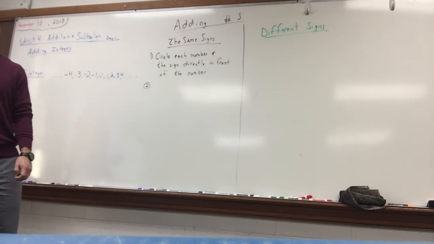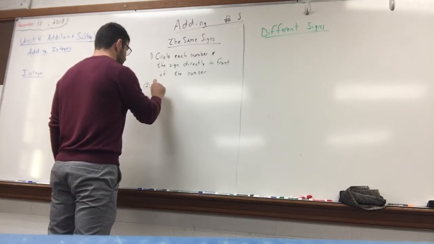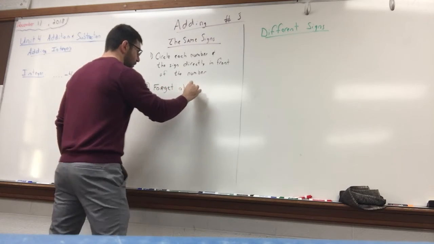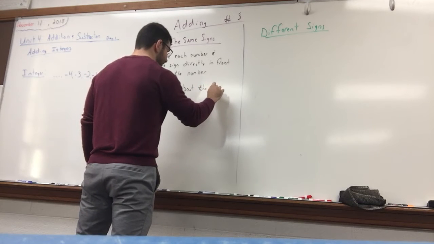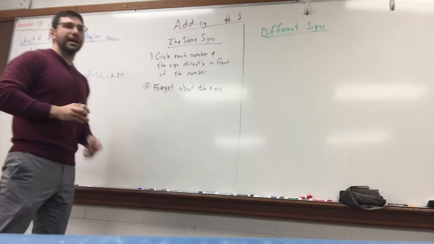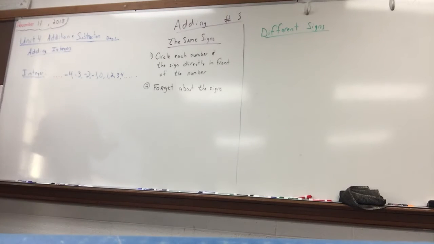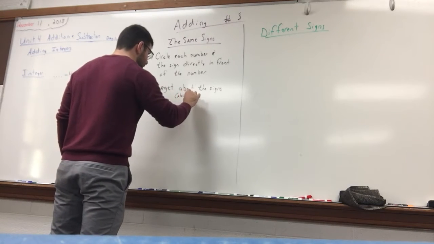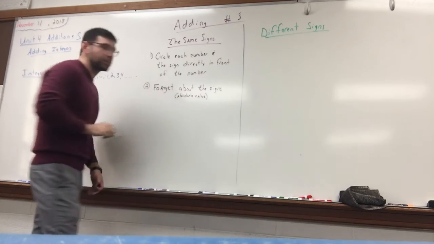Step 2: Forget about the signs. That's important. Now, how do we forget about the signs? Well, if it's a negative number, what did we do yesterday that made it positive? Right. So if I had something of -7, how can I make that positive? What did we do yesterday? Good. When we forget about the signs, this is really absolute value. So we're just making the numbers absolute values. So we forget about the signs.